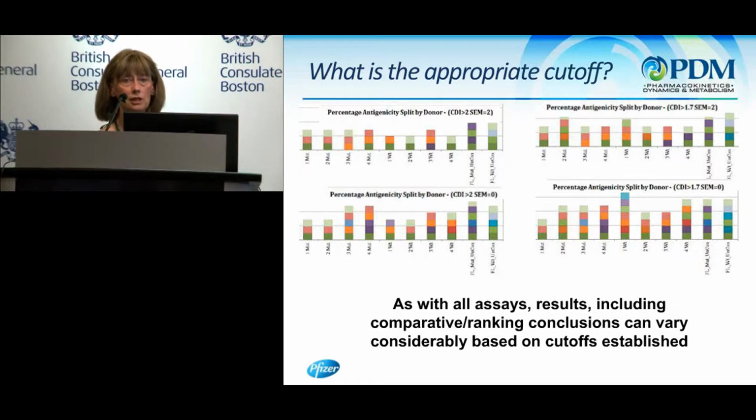So as we start to look at these data, one of the first questions that comes up is what's the appropriate cutoff? Again, we get reports that have a number of different analyses using different cutoffs, both for the index as well as the standard error. And as with all assays, similarly to what we see with anti-drug antibody assays, when you look at your results and ask how you are going to use them for ranking, one of the concerns is that we might rank them differently depending on what the cutoff is. So I think this is an area where we can have a number of discussions about how individual groups are setting their cutoffs and what over time we're going to find to be the most meaningful cutoffs.